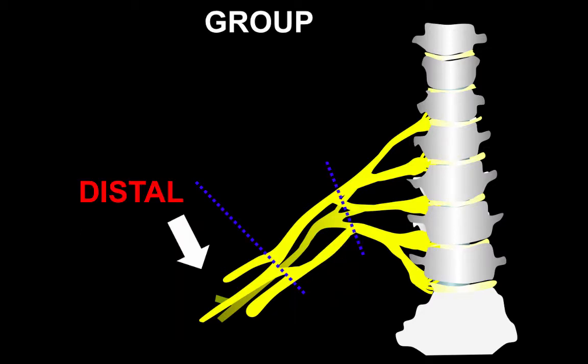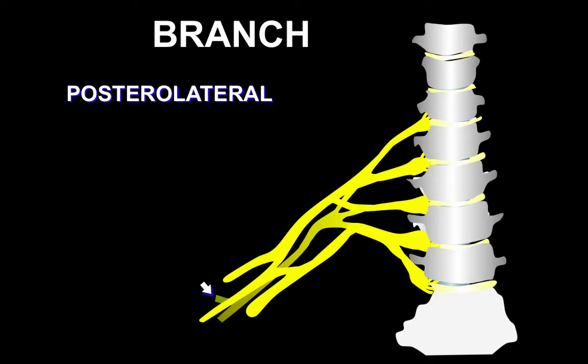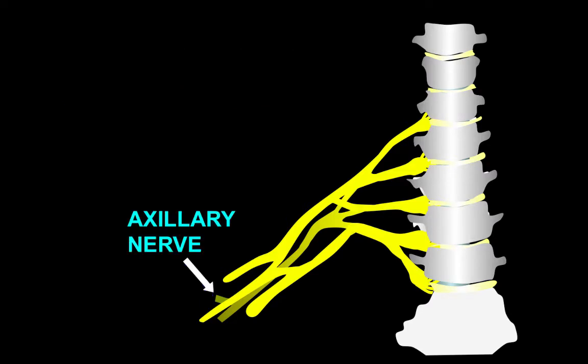The last group of brachial plexus nerves, the distal group, consists of 5 nerves. From the posterolateral branch of the posterior cord arises the axillary nerve. This nerve provides sensory innervation to the cutaneous region above the deltoid and motor innervation to the deltoid and teres minor.